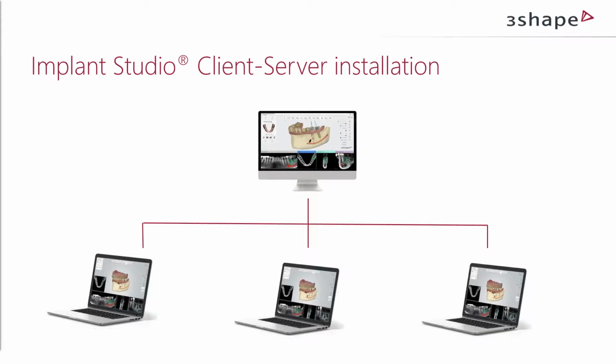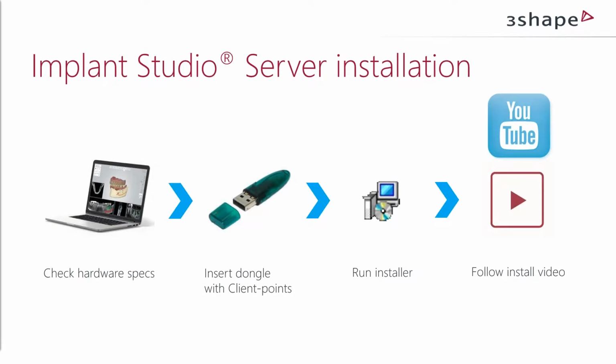How can we install it? First of all, we need to make sure that both server and client PCs are in a local network and are accessible to each other. First, install Implant Studio as a server. Then we install Implant Studio on client PCs. And then from a client PC, we will be able to log in to a server PC. Let's take a closer look at how to install a server.